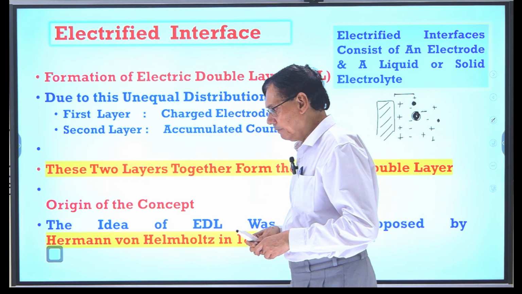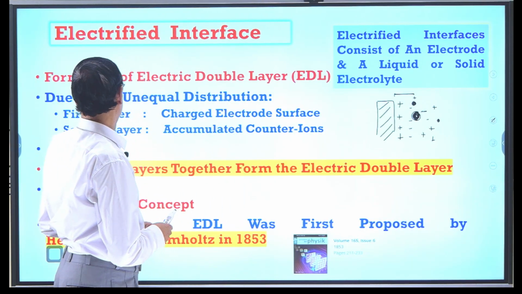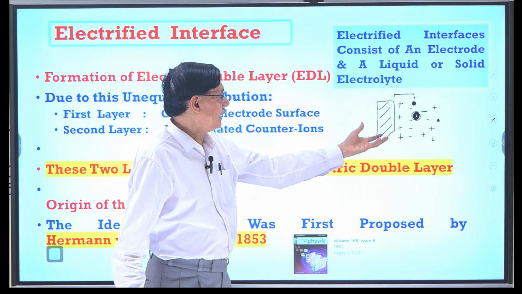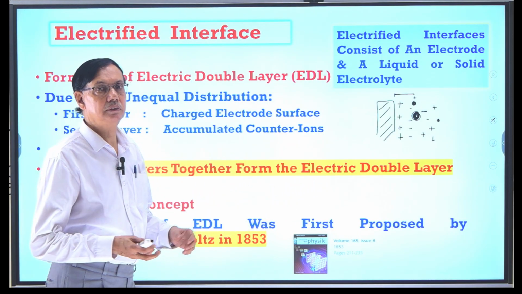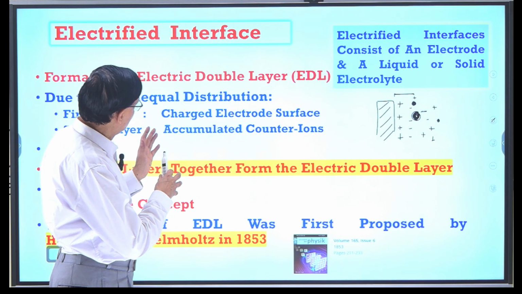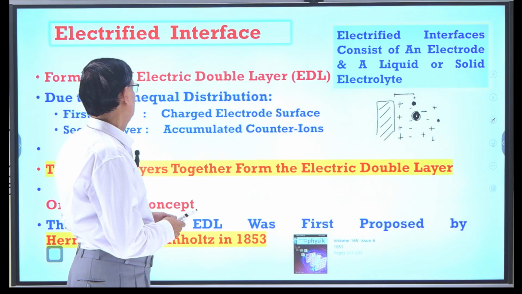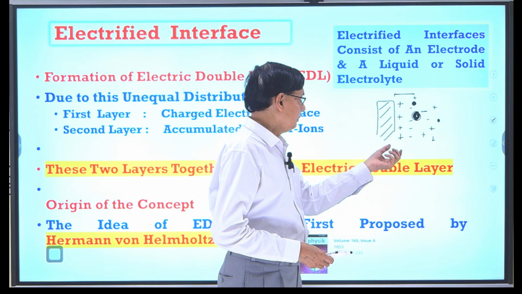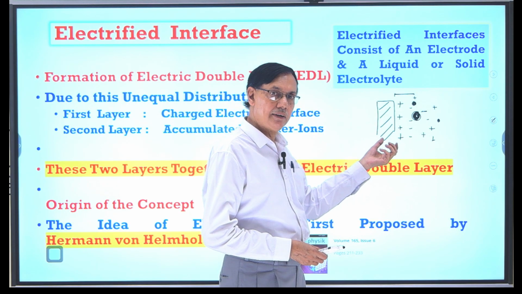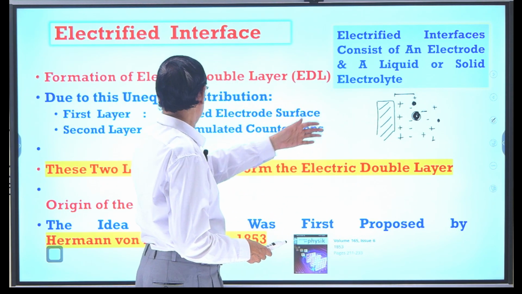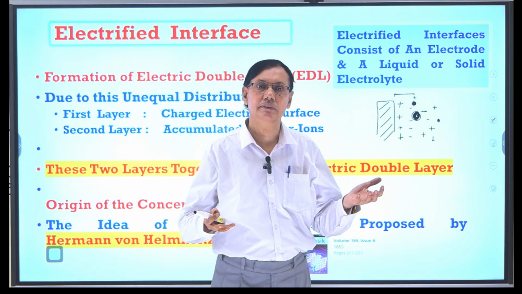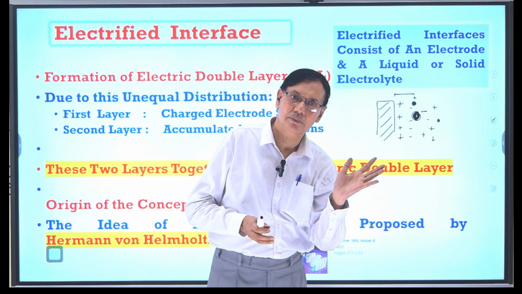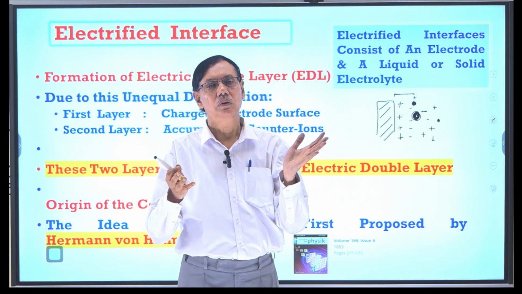And why is it called the electrical double layer? You know that in this distribution there is a cation or an anion, an unequal distribution. And there are two layers. One is the charged electrode surface. Here I am just giving a large potential, the positive charge. This is the first layer. And of course, the second layer is the accumulated counter ions. So one is the electrode surface, another is the electrolyte. Therefore it is called the electrical double layer.